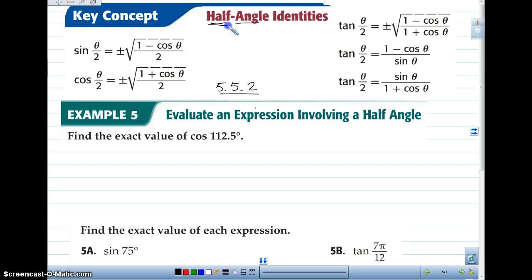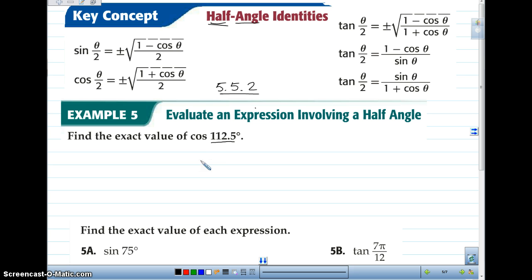Now, fortunate for you guys, I'm not going to require you to memorize these. So these will be provided for you on any tests or quizzes that we take. But it is important that you know how to use them. And generally, they're only useful in specific cases. For example, our first problem wants to find the exact value of this really peculiar angle, 112.5 degrees.